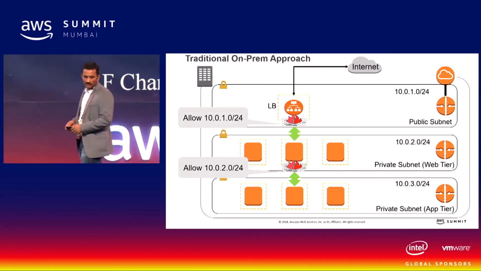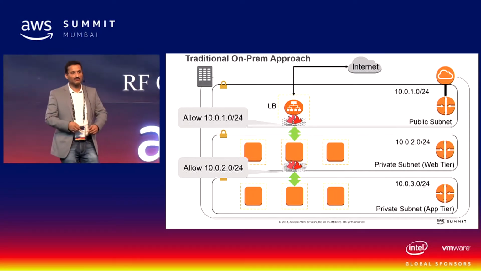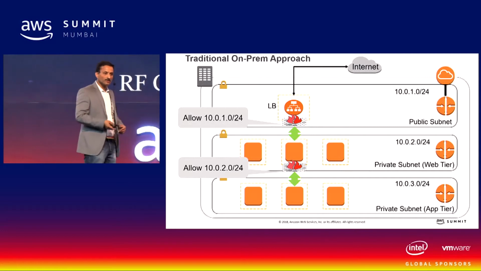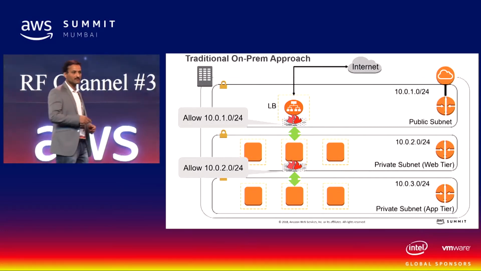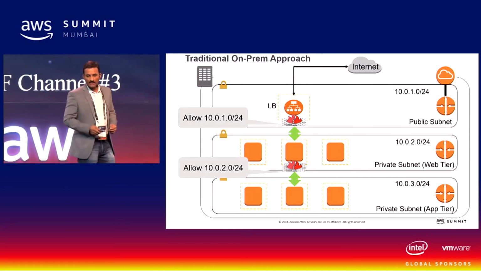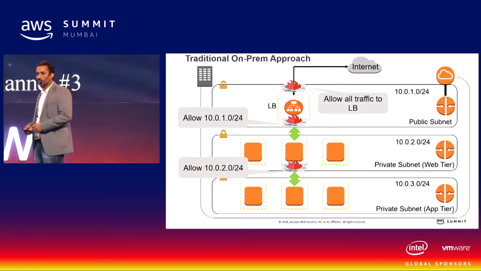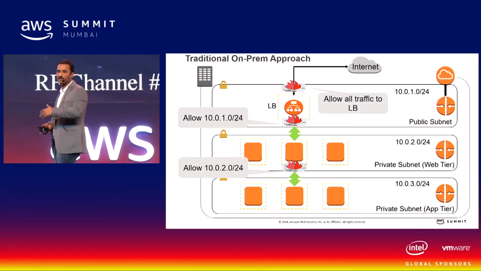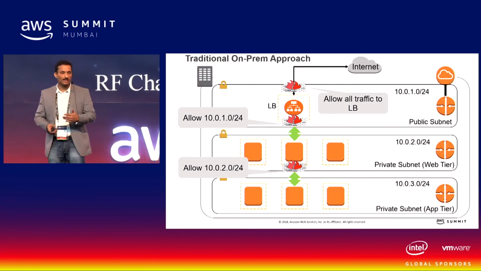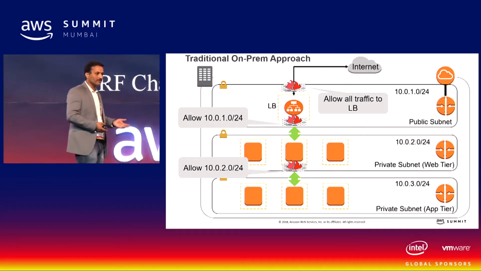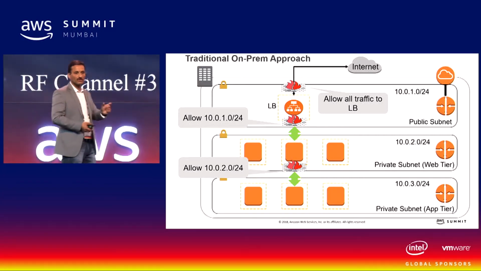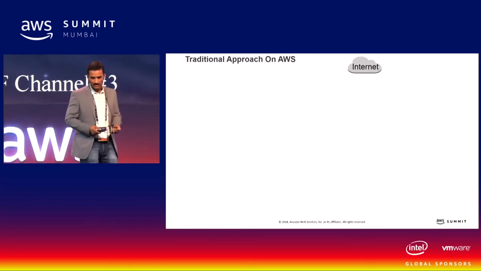Then you put a firewall between your load balancers and the web servers, where you only allow the load balancer IP to initiate sessions into your web servers, right? And then finally you will put a firewall between the internet and the load balancer at the edge, right, where you allow all traffic from the internet on a specific port number your load balancer is listening to, right?